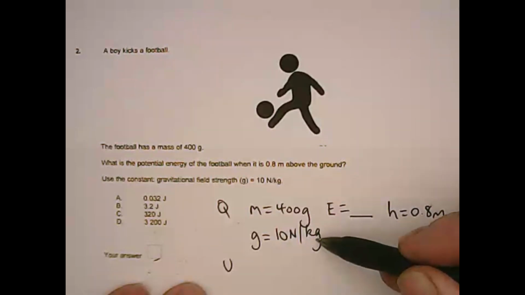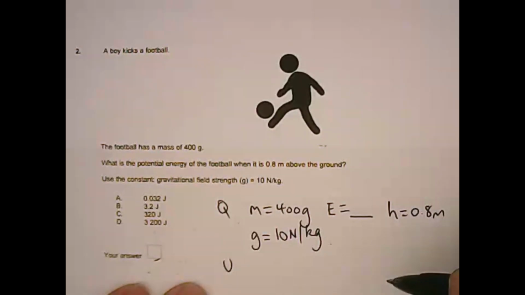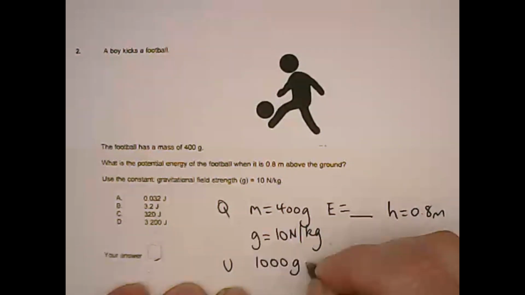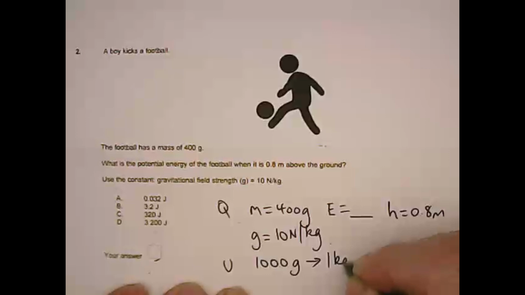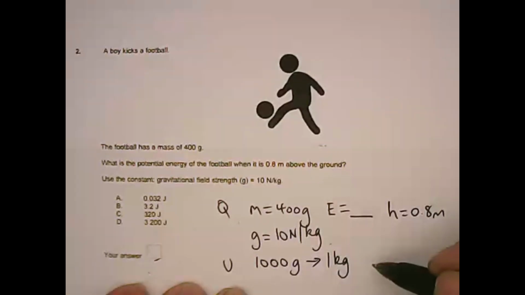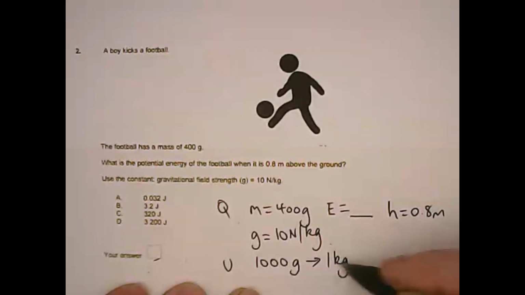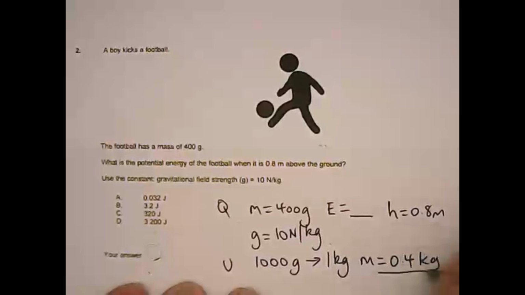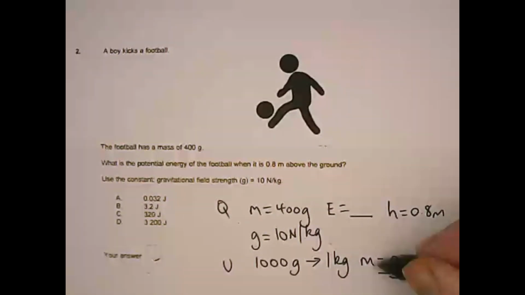In physics, we use kilograms, so I've got a conversion. I know that there are 1,000 grams in 1 kilogram. So if I've got 400 grams, I've got 0.4 kilograms. So mass is 0.4 kilograms. I need to make sure I use that value, not the 400. Write it down because there's a mark in it for you. Show that you've made that conversion.